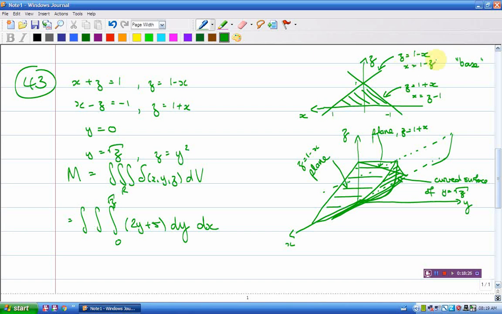Am I right? No, that's wrong. Yeah, that's right. I'm confusing myself. x equals z minus 1, x equals 1 minus z. No, I'm right. Okay, so x is going to go from, in my picture, right to left, because you go in the direction of increasing x. So I'm going from the line z minus 1 to the line 1 minus z for values of z that go from 0 to 1. Phew. There you go. Now you integrate.